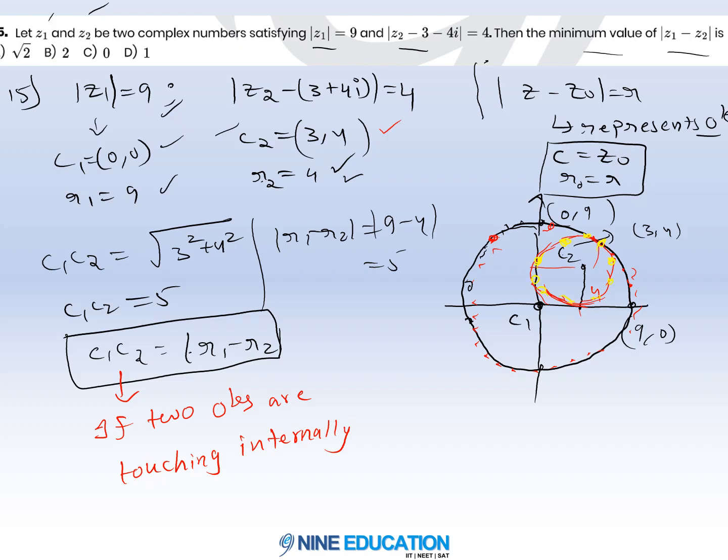So pick any red color point on circle 1. Pick any yellow color point on circle 2. The distance between them should be minimum. So the minimum distance points will be common points for both of them, which will be this point, which is common for both. So the distance between them will definitely be 0. So the minimum value of |Z1 minus Z2| will definitely be 0. Why? Because circles are touching internally, there will be a common point. We can consider those common points here. So minimum distance will be 0. Hence option C.